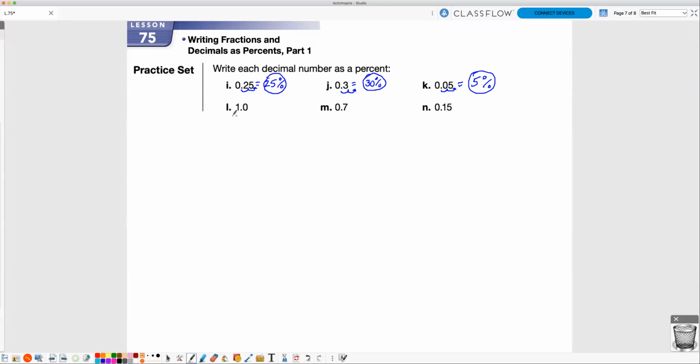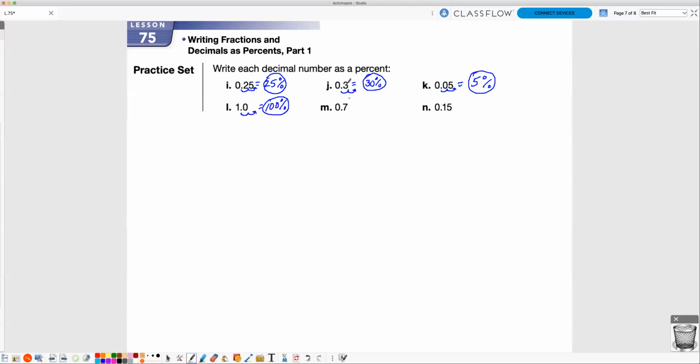Letter L, 1 as a percent. So this is 1 whole as a percent. So I need to move the decimal 2 places to the right. And when I do that, what happens? This turns into the number 100. So what is 1 whole? Well, that's 100%. 1 whole is like the whole kit and caboodle. 100% is what you would say. So you see how 1 as a percent is literally 100%. It's a whole amount.